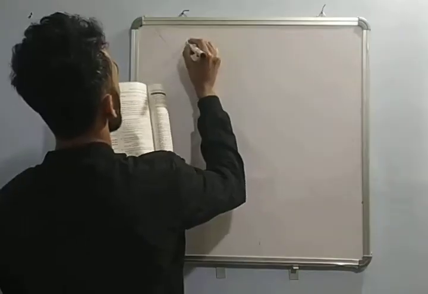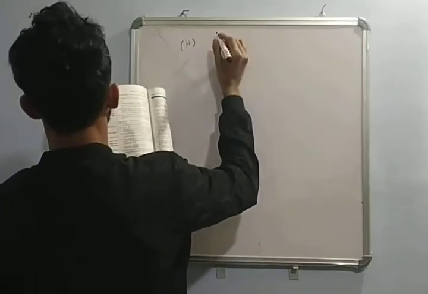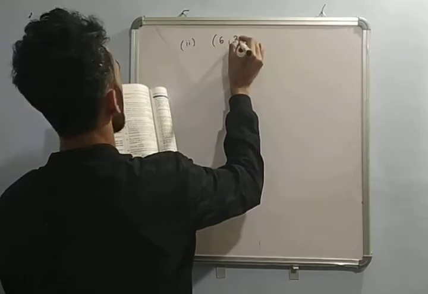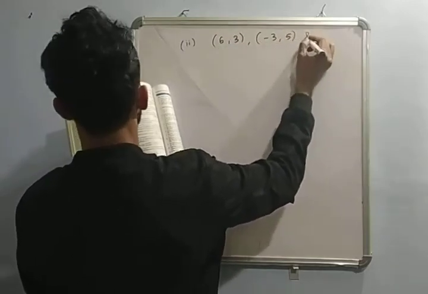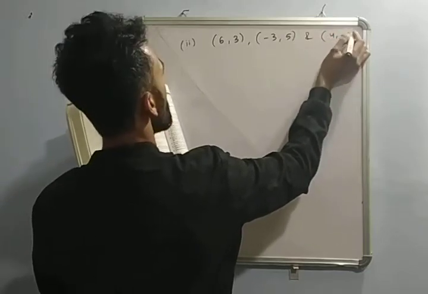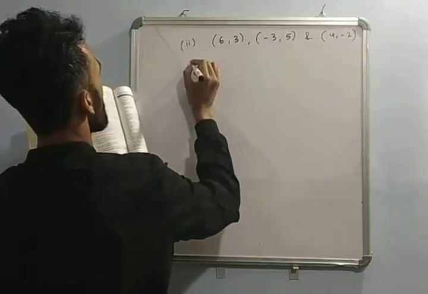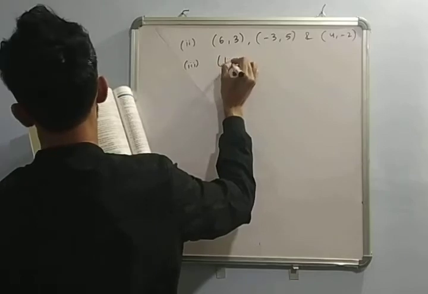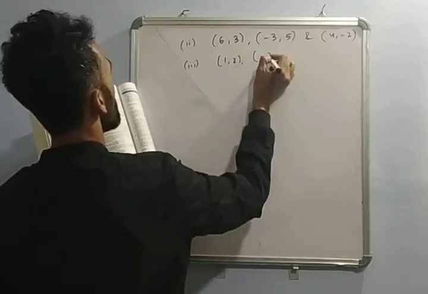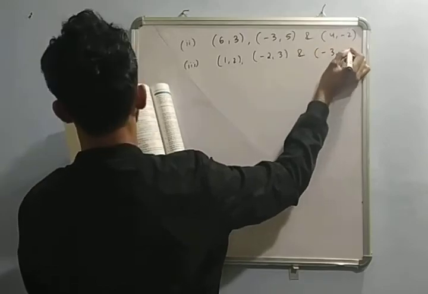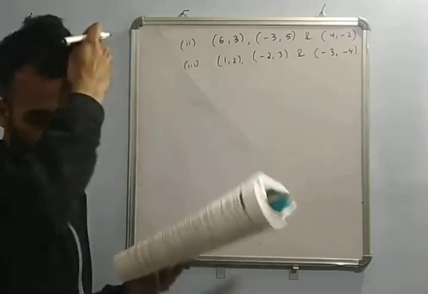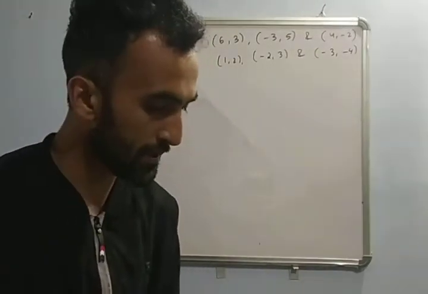So you can try sub number 2, sub number 3. Sub number 2 and sub number 3. I'll just give you roughly 6, 3, minus 3, 5 and 4, minus 2. This is sub number 2. Sub number 3 is 1, 2, minus 2, 3 and minus 3, minus 4. Okay, these are two questions which you have to try by yourself.